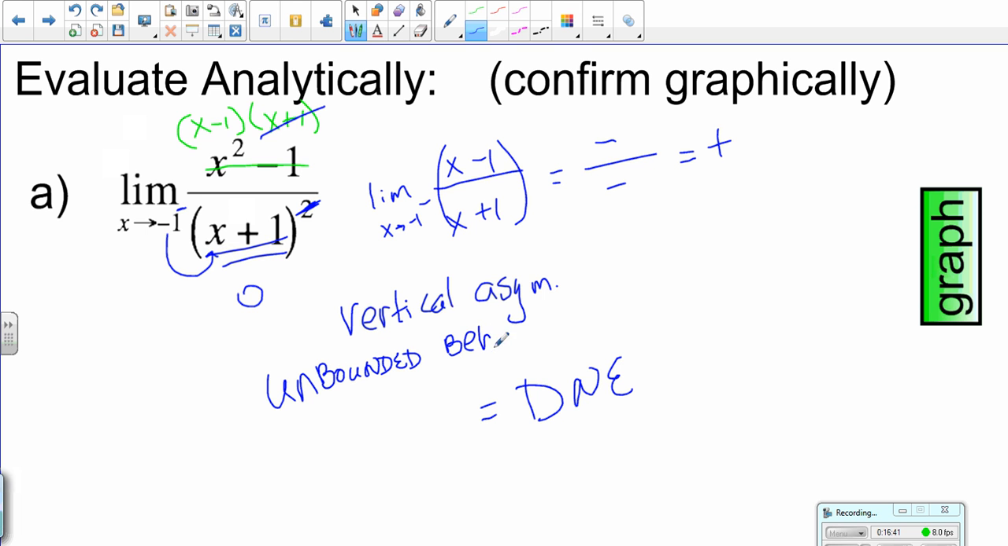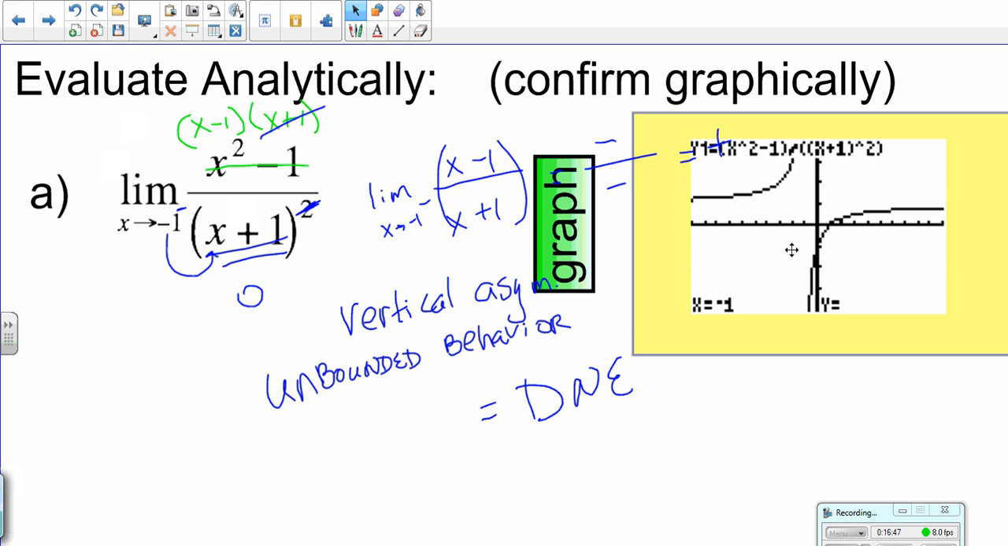So just jot that down. And let's take a quick peek at the graph, and I think we'll convince ourselves, yes. From one side it's going up to positive infinity, from the other it's going to negative infinity. This limit does not exist.